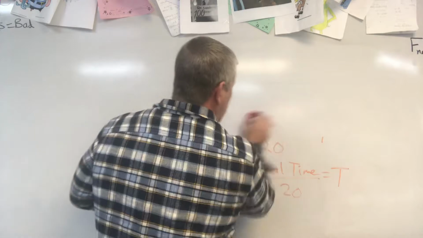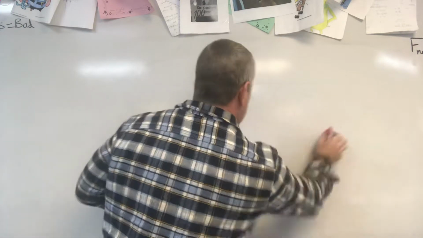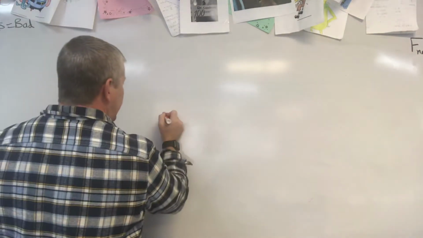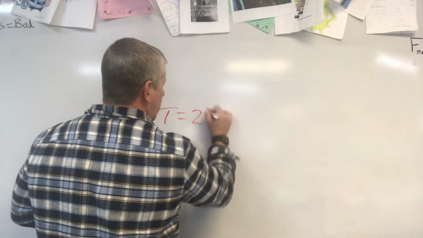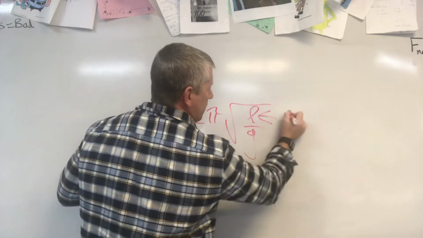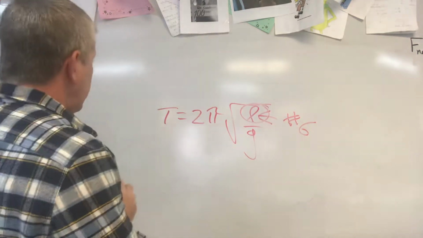So we now know the time that it took to go back and forth 20 times was close to 1 second. So get that time period. Here's our equation. This time, we're going to solve for L. This is for number 6. Solve for that L. So now get the time period.